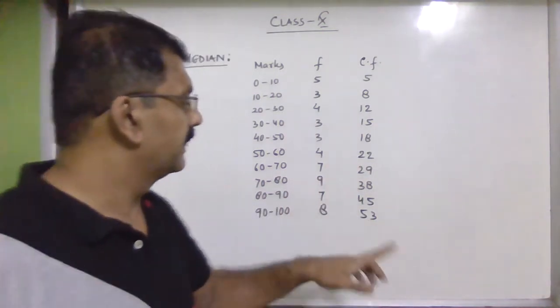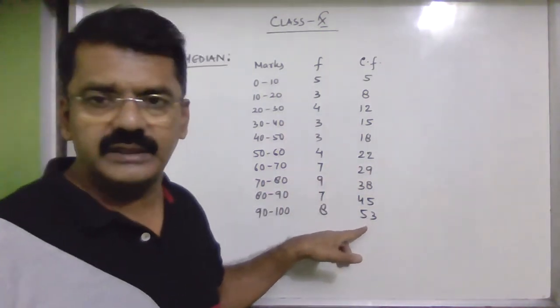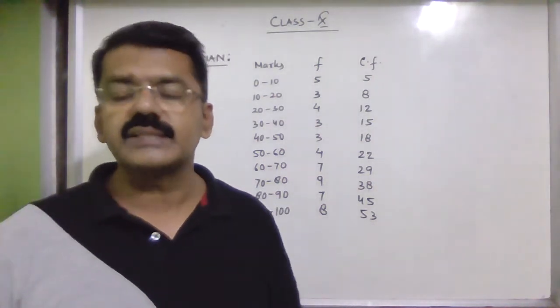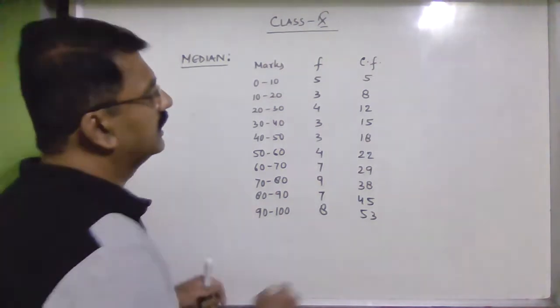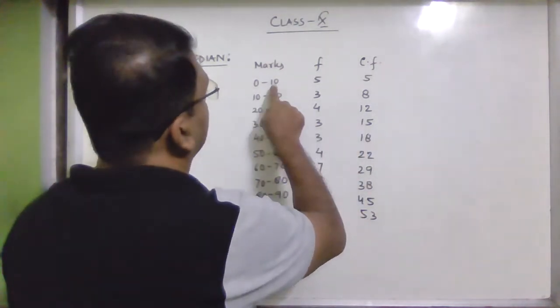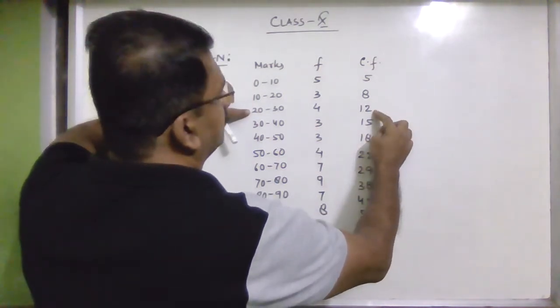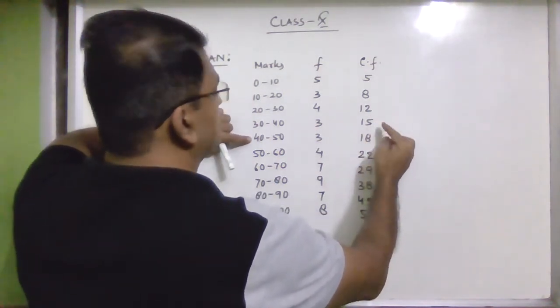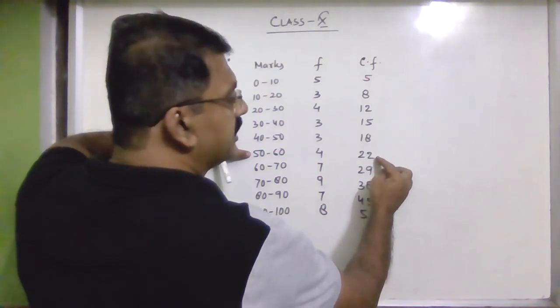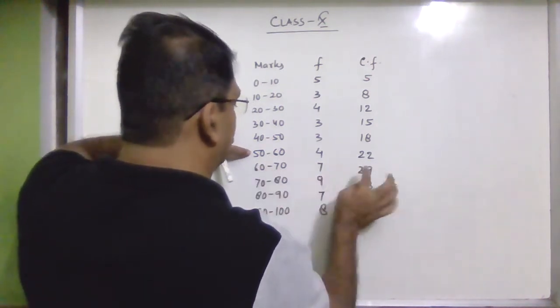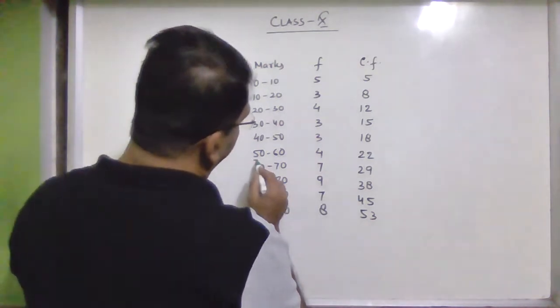I repeat, 53 is the total frequency. Now divide it by 2. So 53 upon 2 will be 26.5. Now this class is up to 5, this class is up to 8, this class is up to 12, this class is up to 15, this is up to 18, this is up to 22 and this is up to 29. That means 26.5 lies in this class. So this is called the median class.